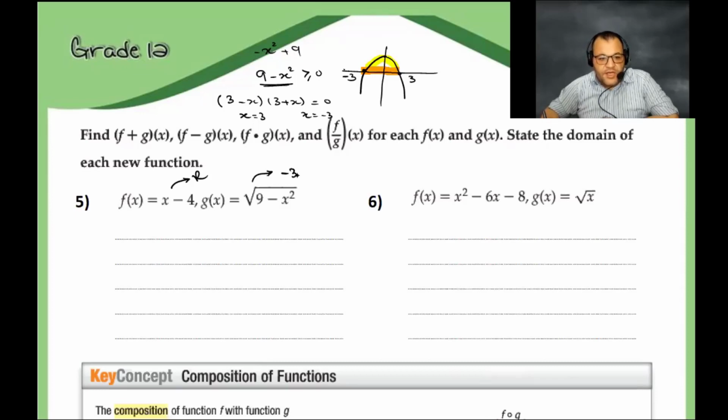From negative 3 to positive 3, and both endpoints are included. So that is the domain. If you go back to lesson number 1, I solved the same question with the same numbers.